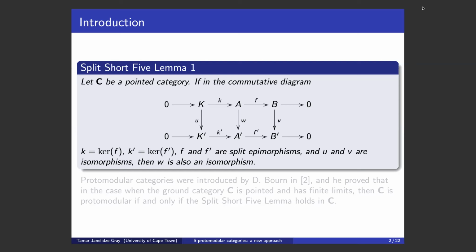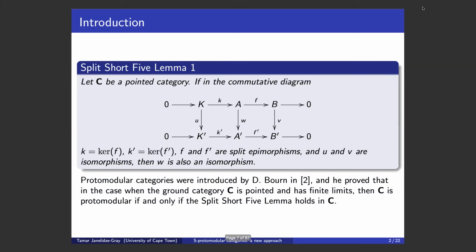Now, it turns out that if we take a category which is pointed and which also has finite limits, requiring that in that category the split short five lemma holds is the same as to say that the category is protomodular in the sense of Bourn. Protomodular categories were introduced by Dominique Bourn, and in the initial definition, it wasn't required for the category to be pointed or to have finite limits. But then later on, it was proved that in case a category is pointed and has finite limits, then the category is protomodular if and only if the split short five lemma holds in that category.